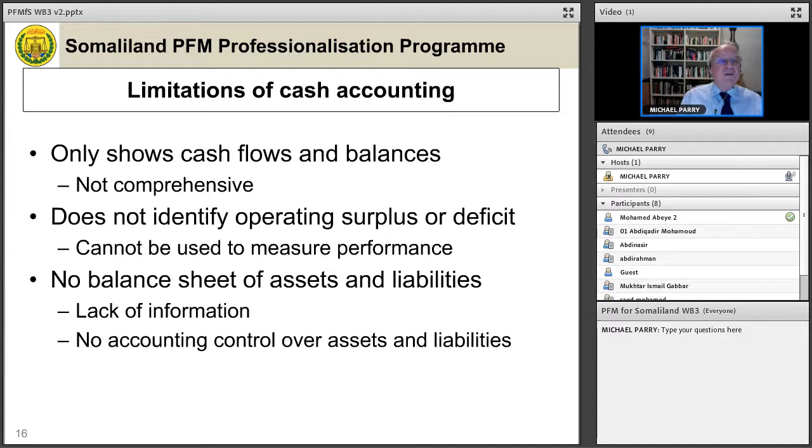It only shows cash flows and balances. It's not comprehensive. It doesn't give any operating surplus or deficit, so you can't use it to measure performance, and you don't get a balance sheet of assets and liabilities, so you lack information and there's no control over assets and liabilities. So it does what it does, but it is limited.